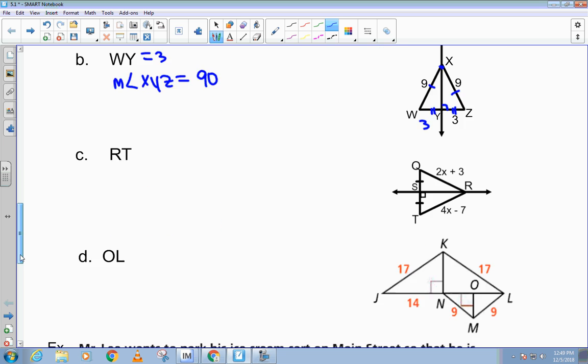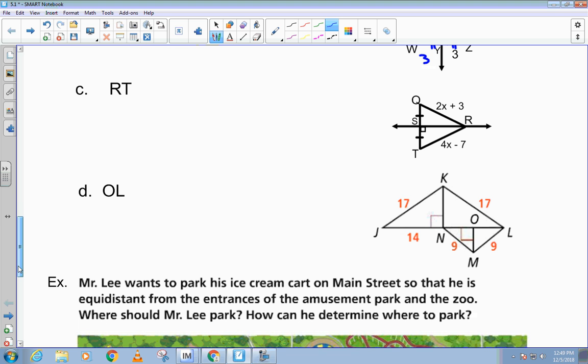Here's another one. RT, we want the length of RT. Now, notice that RS is perpendicular to QT and it bisects QT because these two are congruent. So what does that mean about QR and TR? That means that they're going to be equal to each other. So if I want to find the length of RT, I need to find X. So what am I going to do to get X? Set them equal to each other. So I get 2X plus 3 equals 4X minus 7.